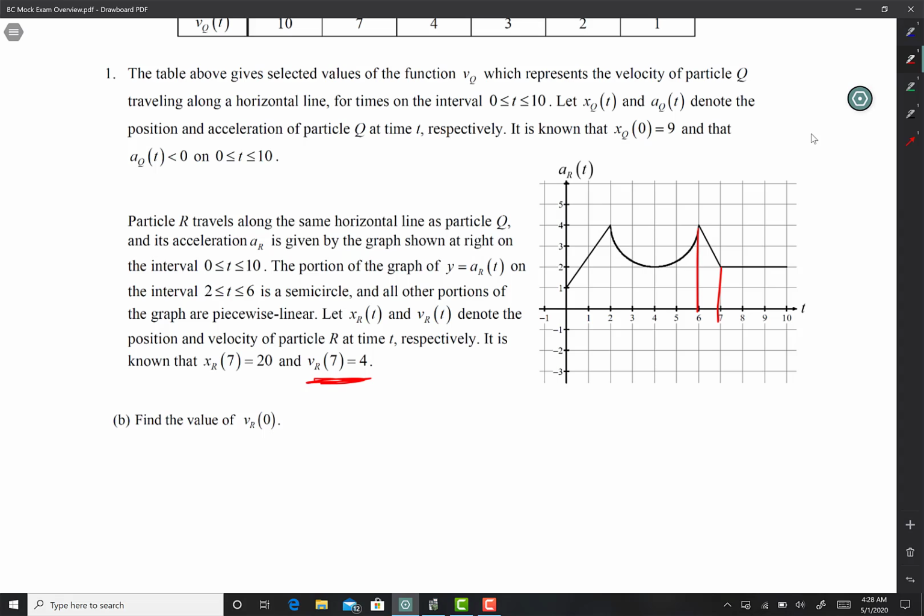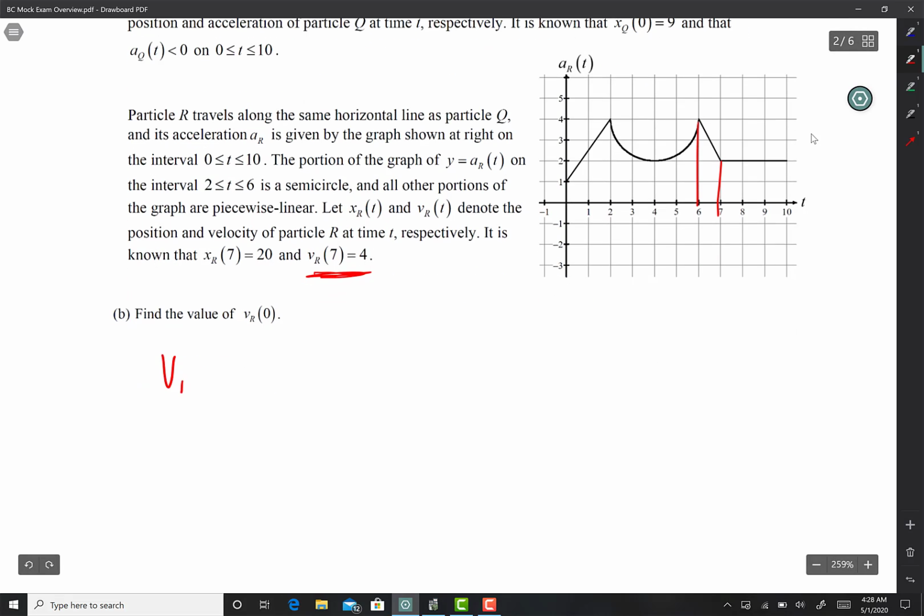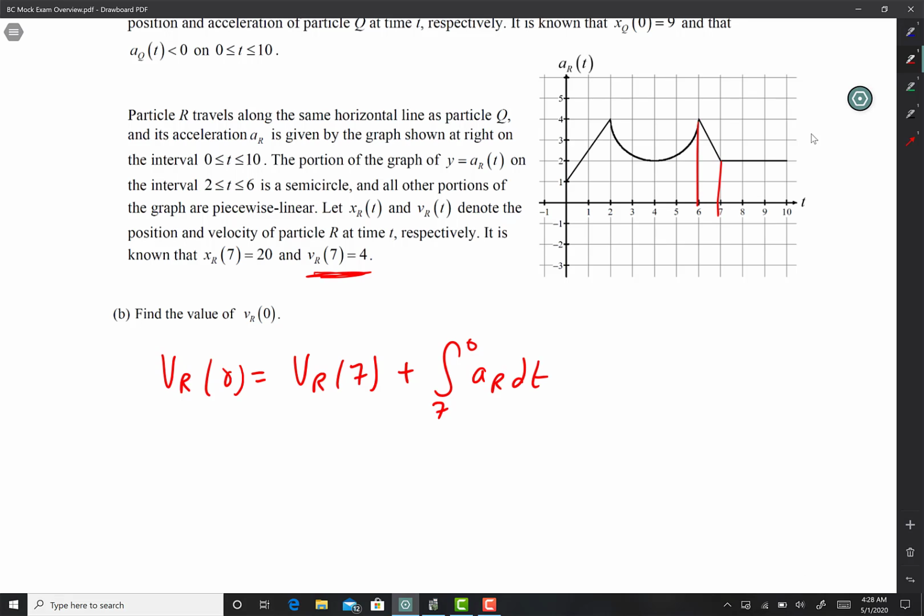And the reason for that, guys, is because area under an acceleration curve is going to tell you the change in velocity. So here we go. I'm going to write V_R of 0 is equal to V_R of 7 plus the change in velocity from 7 to 0 of, well, this is the change in velocity right here. So there it is. That gives me my change in velocity.